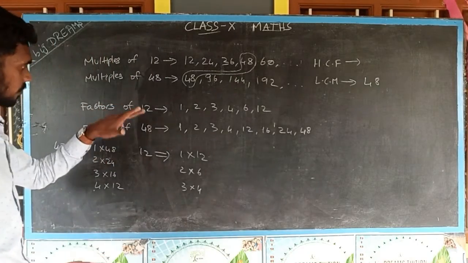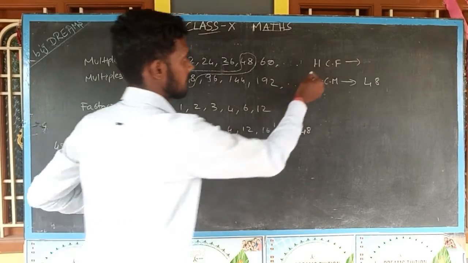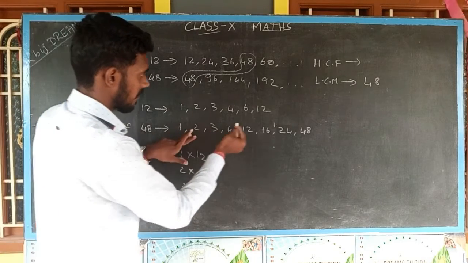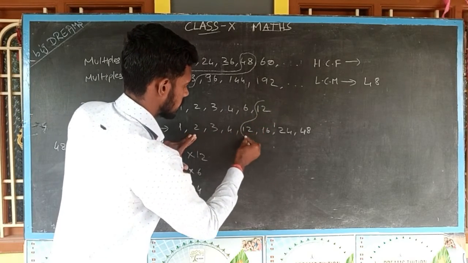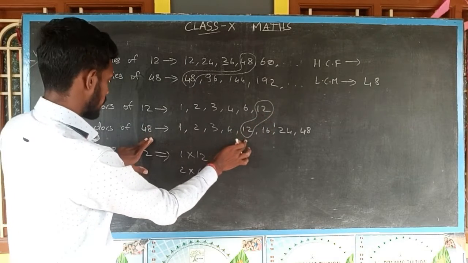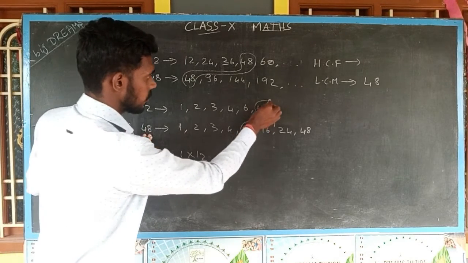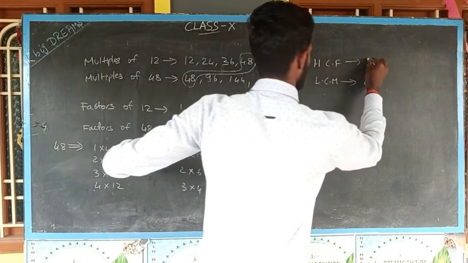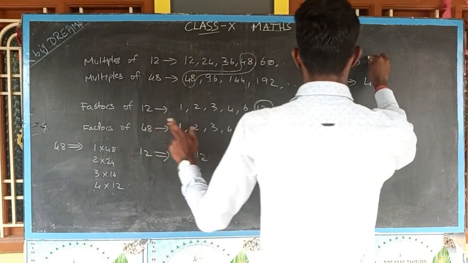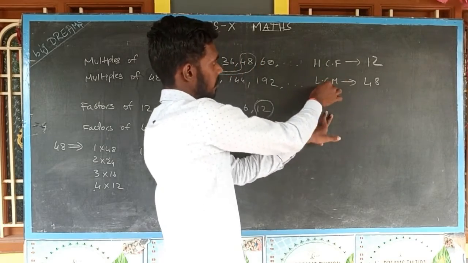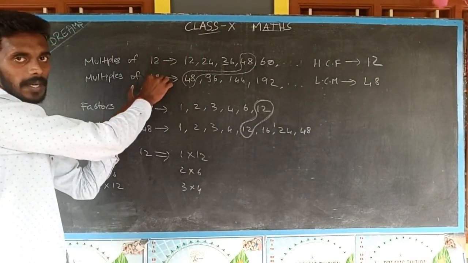See the factors of 12 and 48. HCF means highest common factor. See here, the highest common factor is 12. It is the highest factor of 12 and it is also a factor of 48. So, I can match the highest common factor here. HCF of 12 and 48 is 12. These are the found values of HCF and LCM of the numbers 12 and 48.